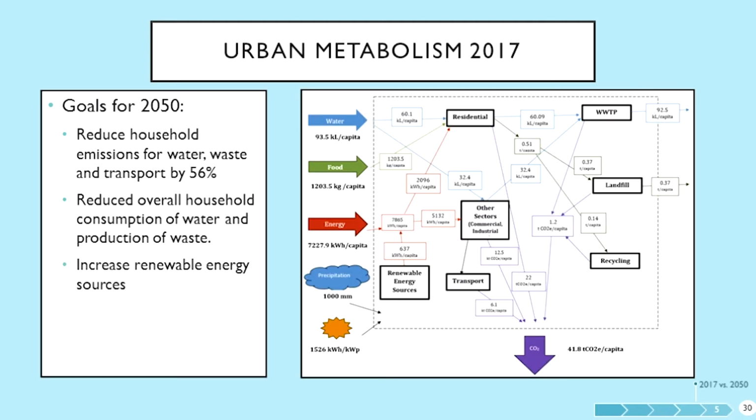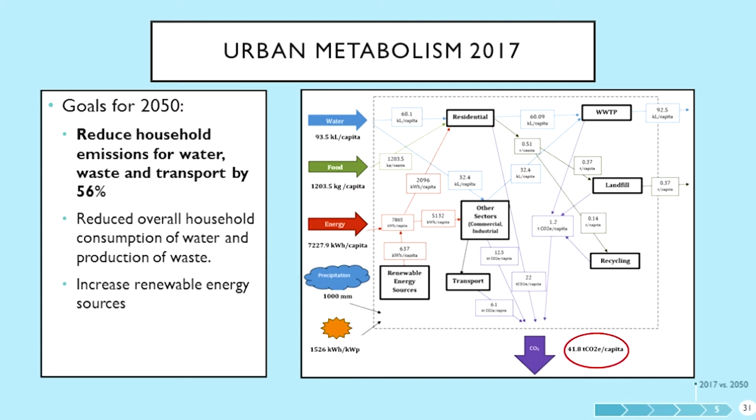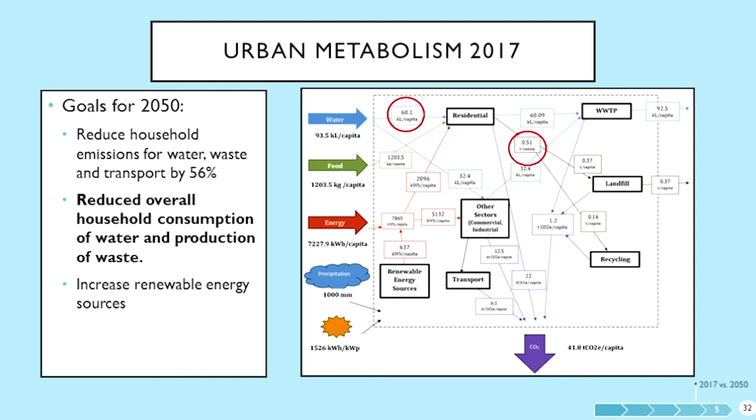So looking at our urban metabolism diagram for 2017, we went in with three major goals. The first goal is to reduce the household emissions for water, waste, and transport. And that's to be reduced by 56%. Our second goal is to reduce the overall consumption of water and production of waste on a household level. And lastly, we really want to increase the amount of renewable sources that are used in the energy mix.